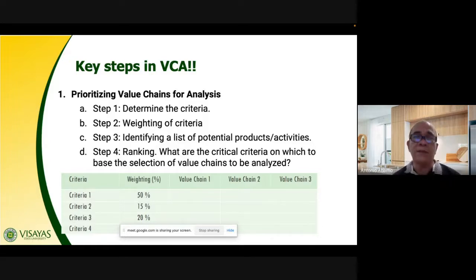That means it has the ability or the capacity to mobilize the poor to be engaged in that particular industry. So you put a weight like, for example, 50%. Then which value chain could qualify? Value chain one, how many percent you are going to assign there, value chain two, and so on. And then for criteria two, you also have to assign weights, depending on what particular criteria and what priority you are going to assign. Summing that up across the different criteria, you will now have tentative information on which one is more of a priority for analysis.